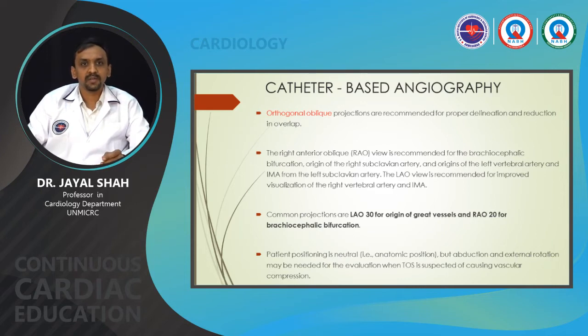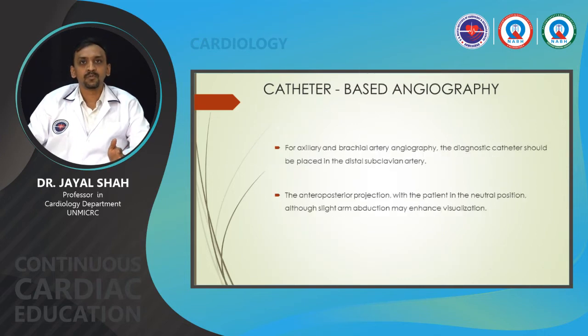The important point to remember is that patient positioning should be neutral, but some abduction and external rotation may be needed for the evaluation, particularly when thoracic outlet syndrome is suspected of causing vascular compression. For axillary and brachial artery angiography, the diagnostic catheter should be placed in the distal subclavian artery, with an anteroposterior projection and the patient in neutral position, although slight arm abduction may enhance visualization, and sometimes digital subtraction angiography in these views is recommended.